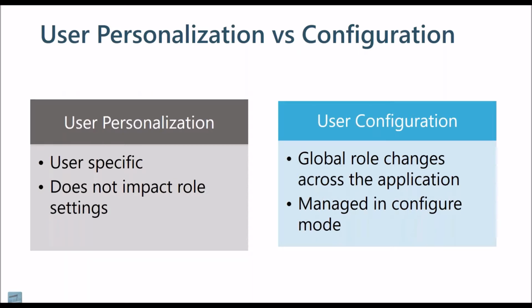On the other hand, user configuration is a global role change across the application. It's managed through the configuration mode. Typically it is going to be done, again, by an administrator or perhaps somebody with some development experience, and it would impact everyone in that specific example with the role of bookkeeper if changes were applied to that bookkeeper role.